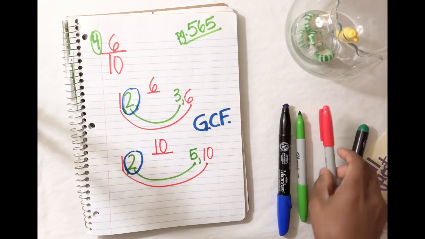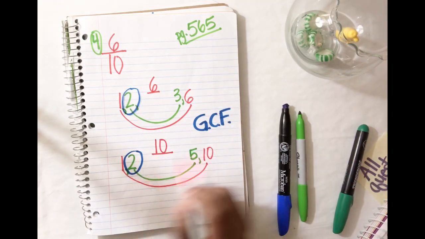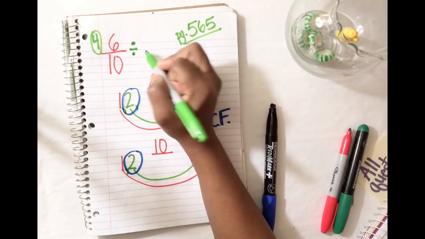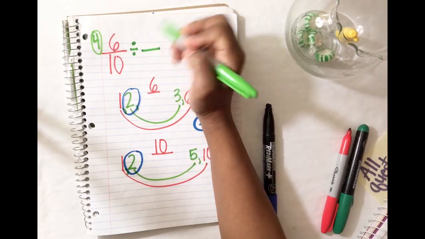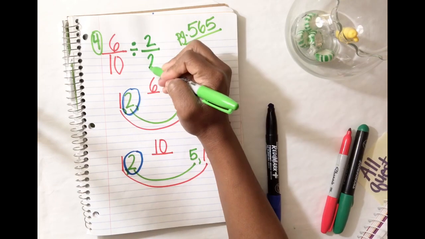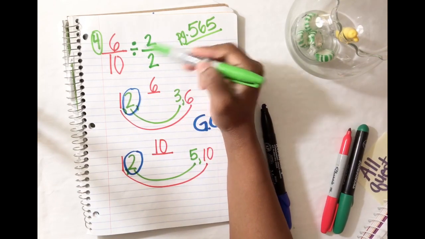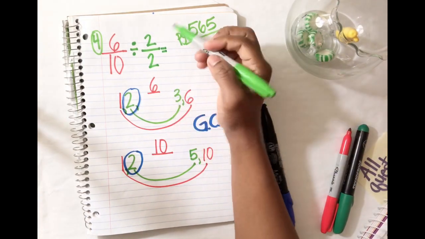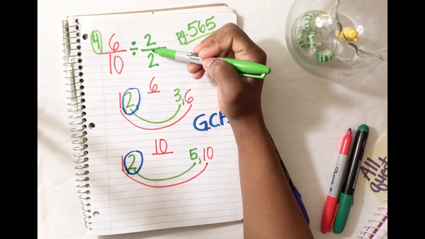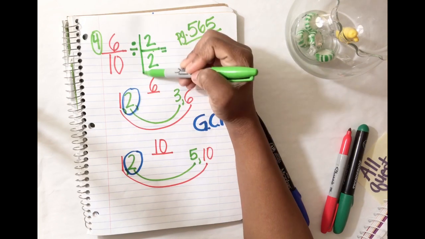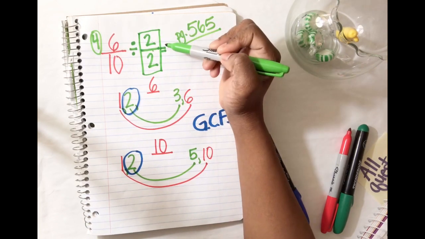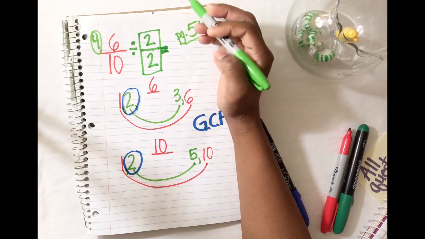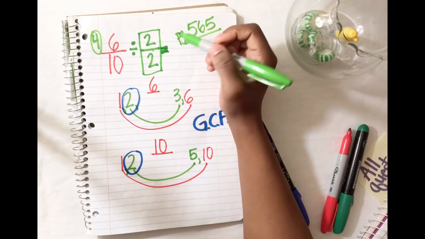So the second rule is now to take our GCF, and now we are going to divide our numerator and denominator by our GCF, in this case, which is 2. So put in my division sign, put 2 as a numerator and 2 as a denominator. I don't know if you know this, 2 divided by 2 is the same thing as dividing by 1 whole. So we are going to end up with an equivalent, or the same fraction that has the same value.